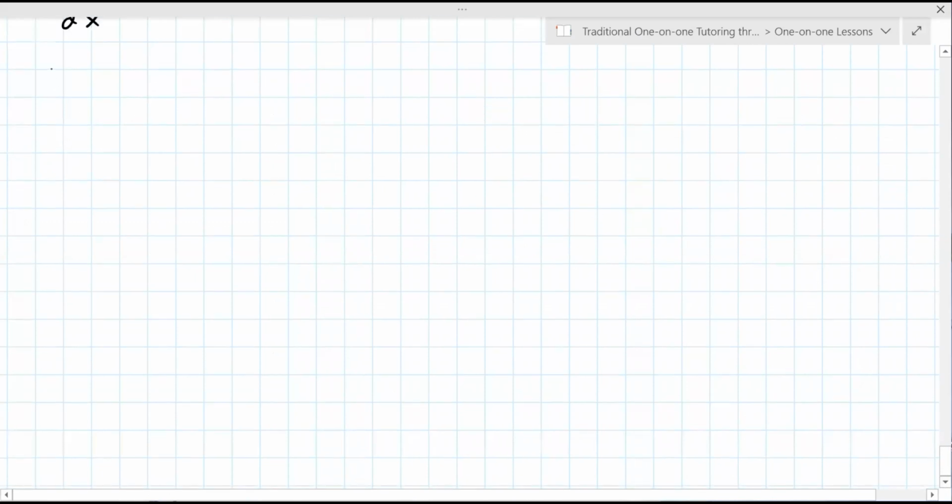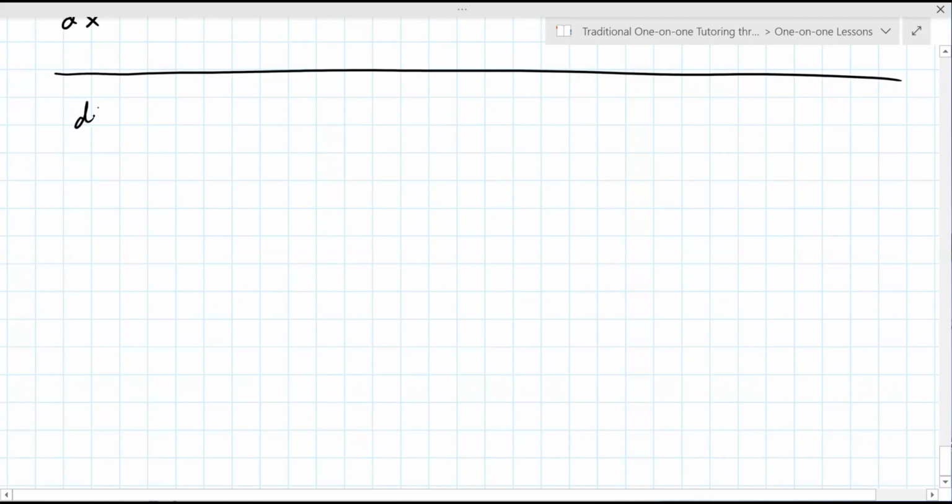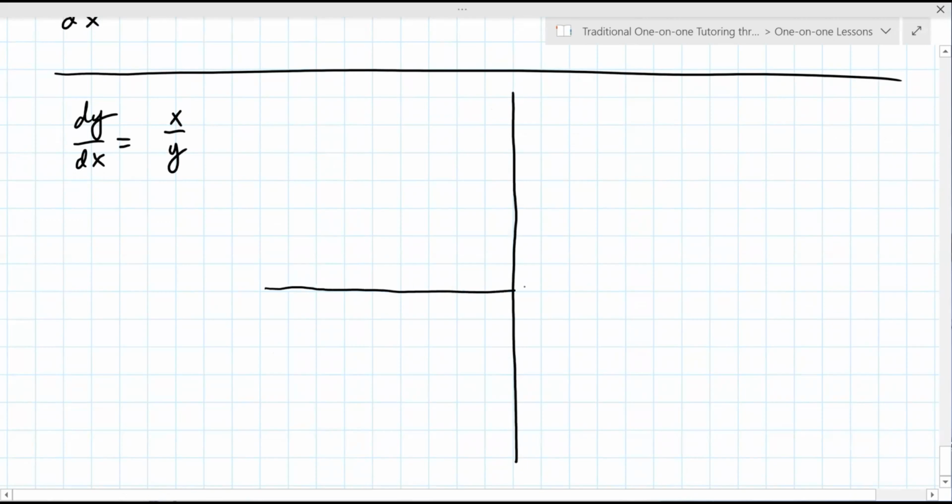Yeah. So let's graph, let's do one here for dy/dx equals x over y. So you have a graph like this. Okay. So you go to an ordered pair like 1, 1. 1 over 1 is 1. Yeah. Okay. Now you either move up or right. You have to move in one direction.